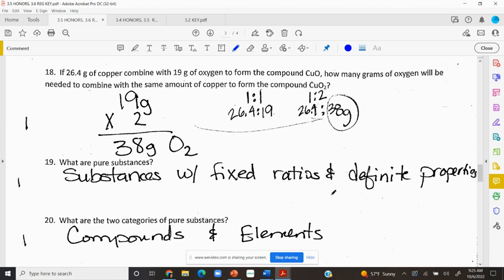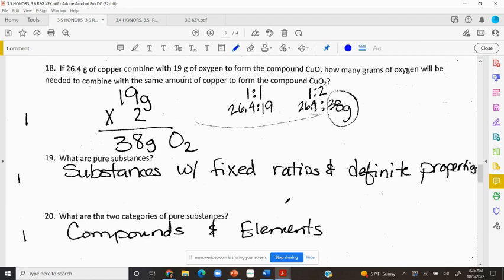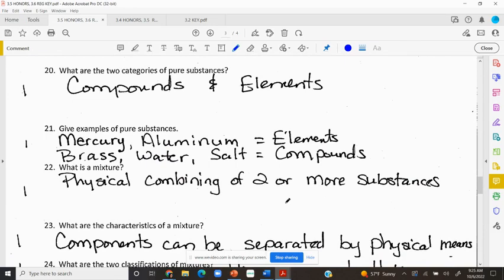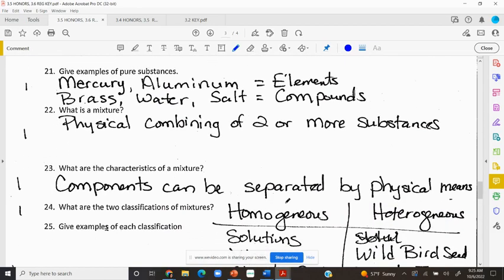All right, pure substances have fixed ratios and definite proportions. Remember, our mixtures are going to vary. We have 2 categories of pure substances, which are compounds and elements. Examples of those would be mercury, aluminum, brass, water, salt. These are all compounds down here. These are your elements. Remember, there's a good listing of those, which is a periodic table.